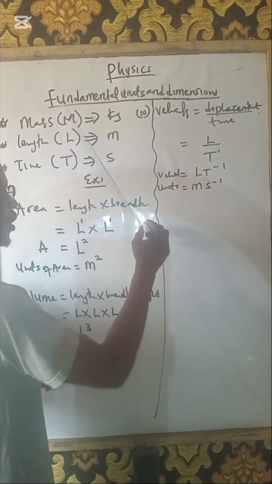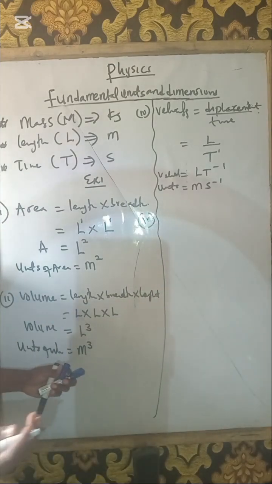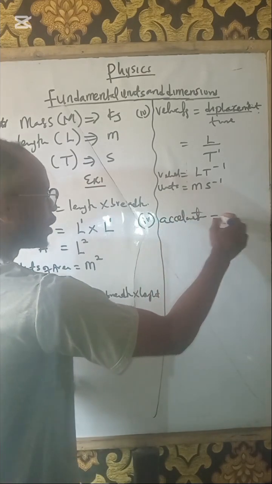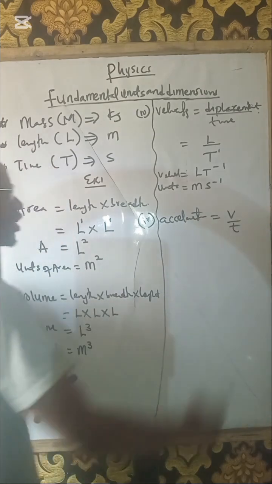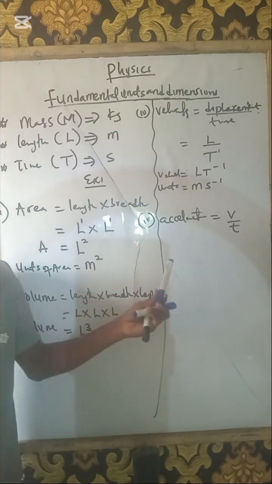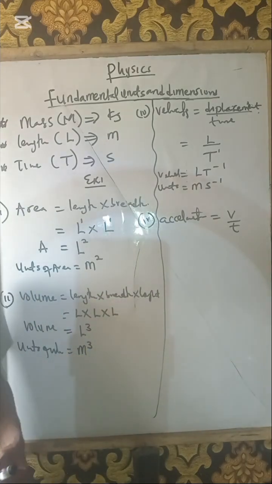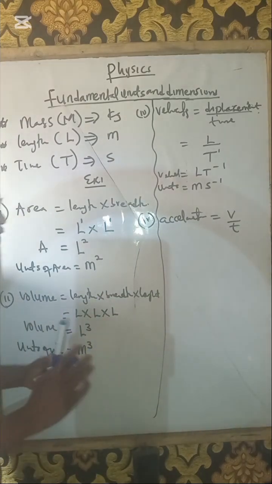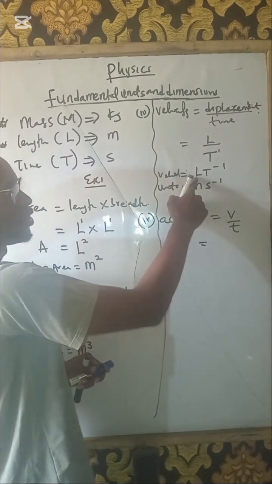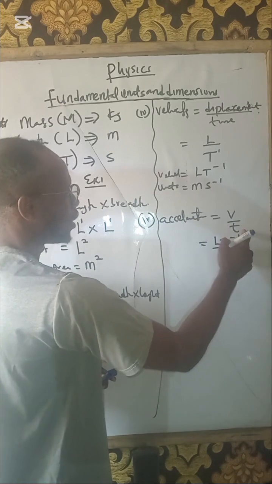Let me take another one. Suppose I want to find the dimension of acceleration. Acceleration is increase in velocity over time taken, but here I neglect the initial velocity because it's going to be 0. So acceleration means velocity over time, or increase in velocity over time taken. Do you understand that? We are coming to all this. Don't worry, just relax. So if acceleration equals this, don't forget you have gotten the dimension of velocity already. Just replace. That will give you L T to the minus 1 over time, which is still what?